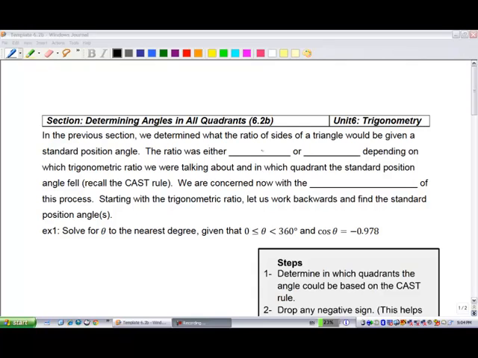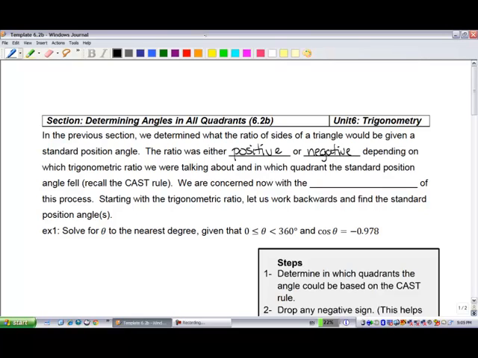So the ratio was either positive or negative, depending on which ratio we're talking about and in which quadrant the standard position angle fell. So if you remember back, we had the CAST rule, and the CAST rule just told us in which quadrants cosine, all of them, sine, and tangent were positive.